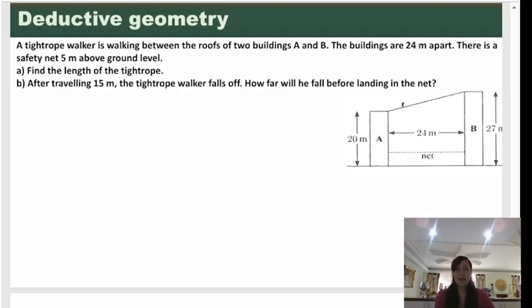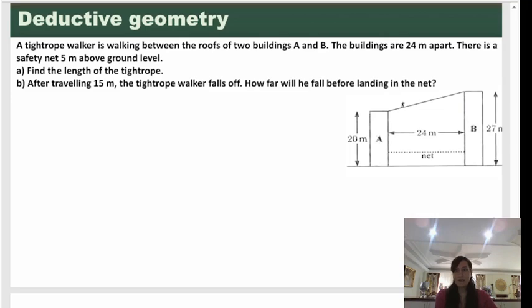Here it says a tightrope walker is walking between the roofs of two buildings A and B. The buildings are 24 meters apart. There is a safety net 5 meters above ground level. Part A asks: find the length of the tightrope.